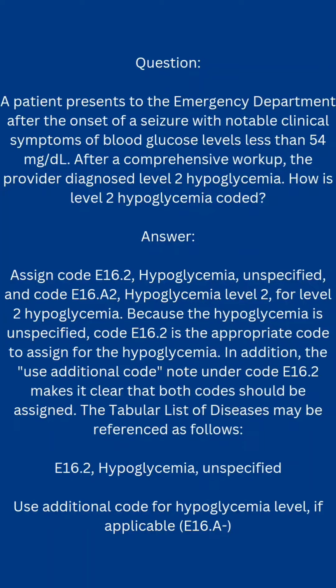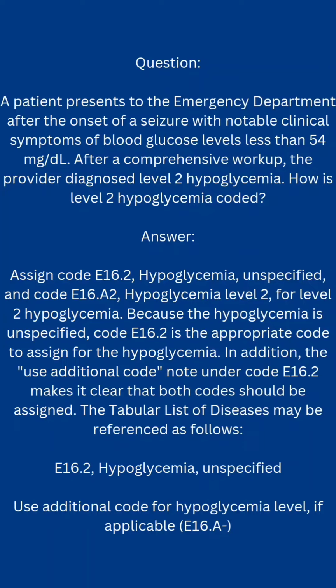Answer. Assign code E16.2, hypoglycemia, unspecified, and code E16.A2, hypoglycemia level 2, for level 2 hypoglycemia. Because the hypoglycemia is unspecified, code E16.2 is the appropriate code to assign for the hypoglycemia. In addition, the use additional code note under code E16.2 makes it clear that both codes should be assigned.